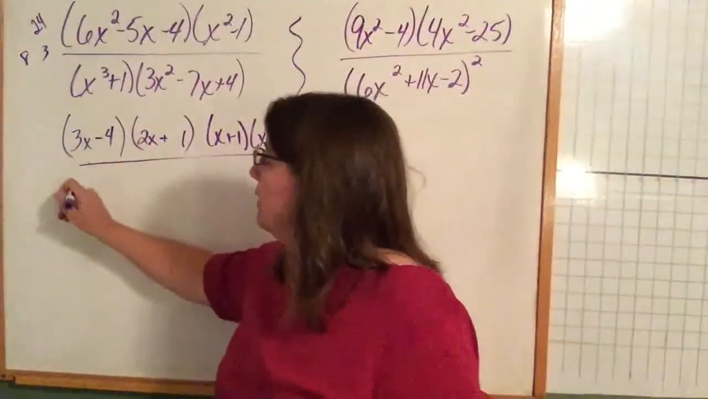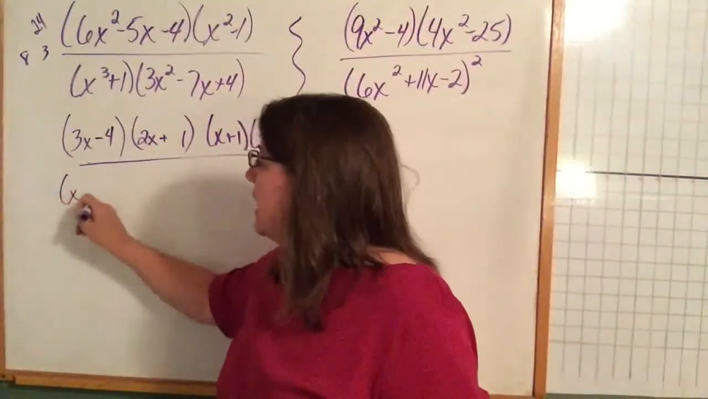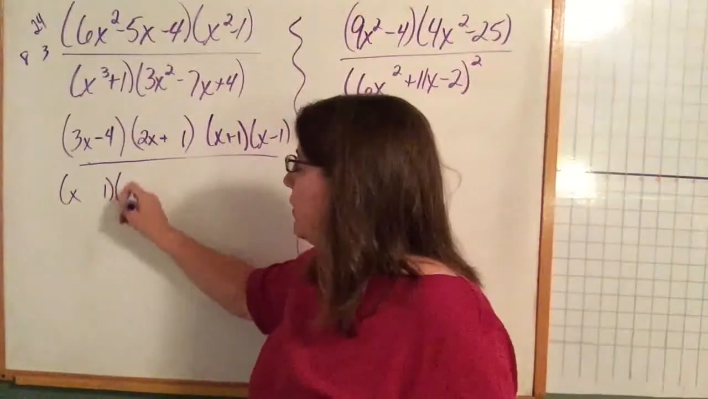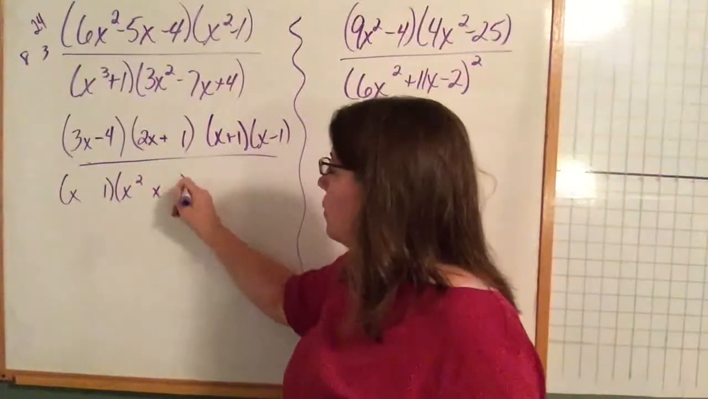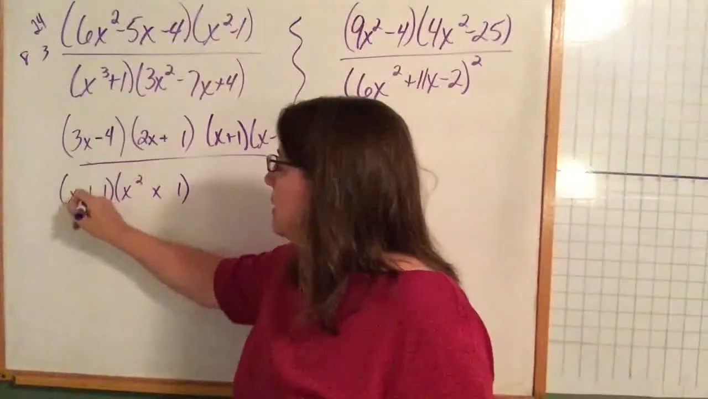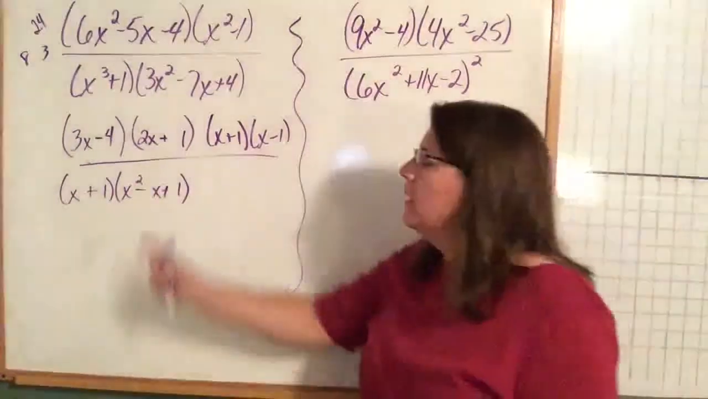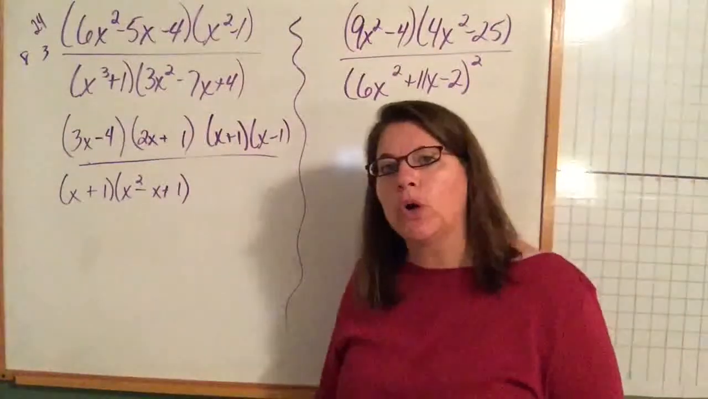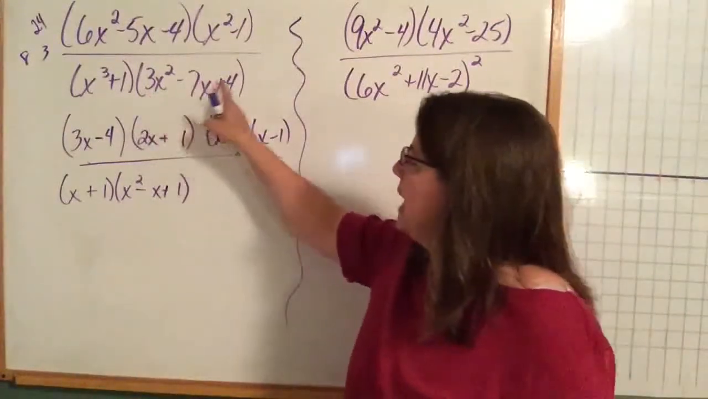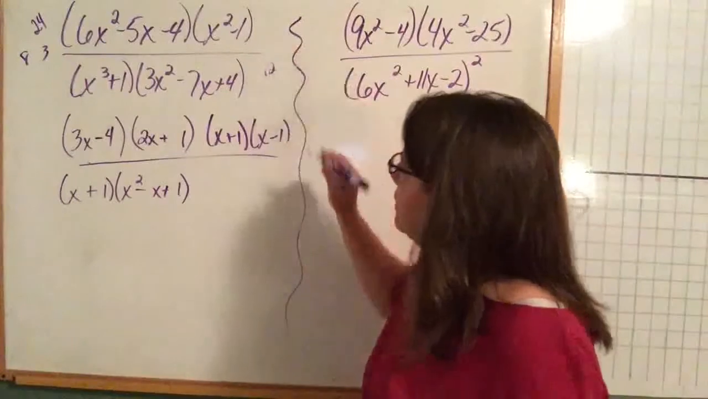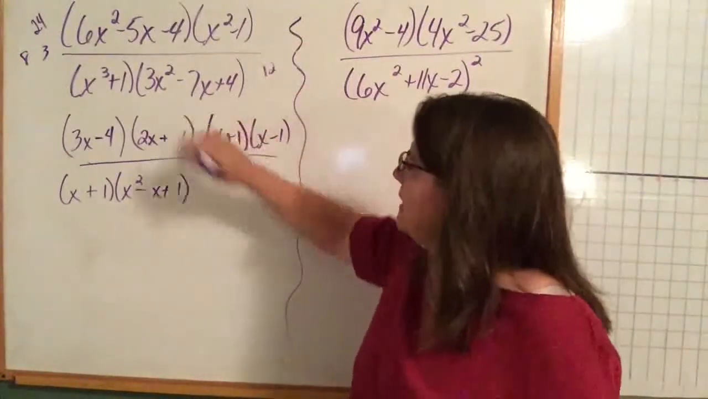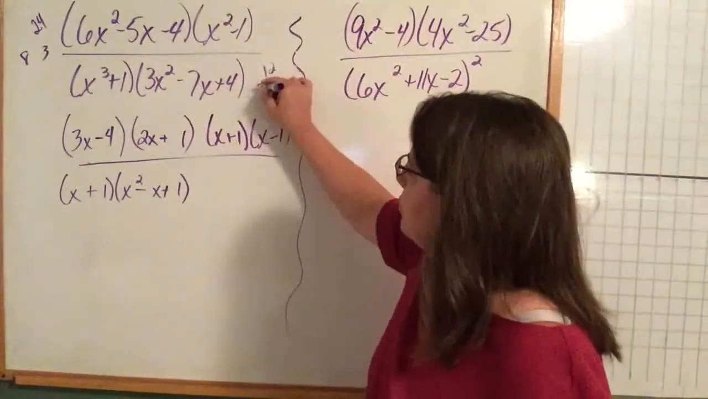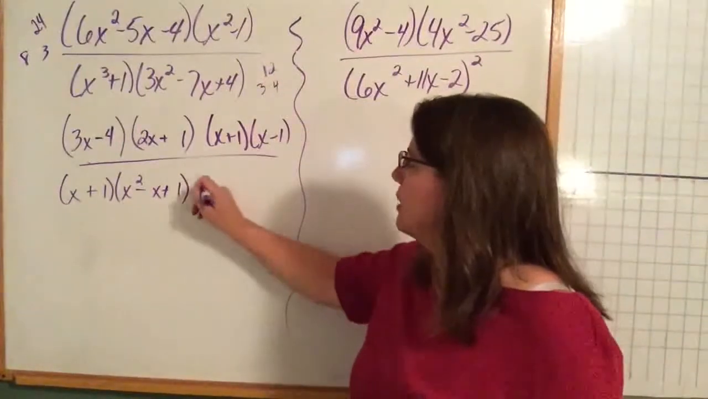x cubed plus 1, that's our sum of cubes. So we have an x and a 1, x squared, x and 1. Same, different, plus. On the bottom, we have to factor 3x squared minus 7x plus 4. So we have to multiply. 3 times 4 is 12. Are there factors of 12 that add to give you 7? Yes, that would be 3 and 4. So we need to make a 3 and 4.